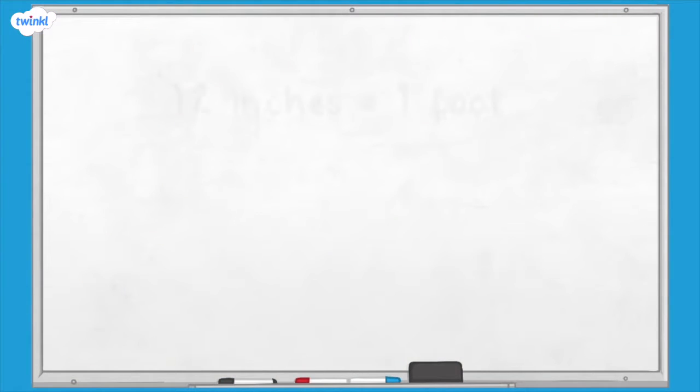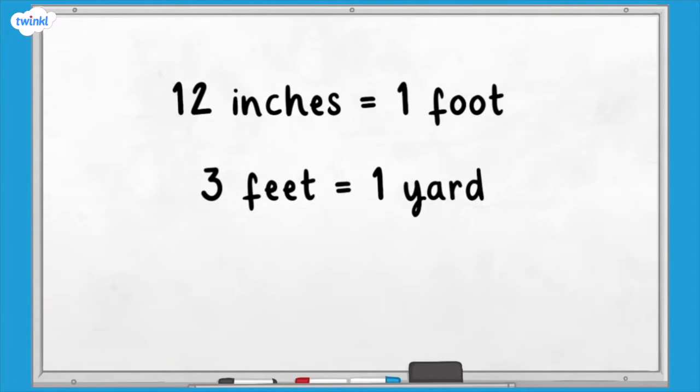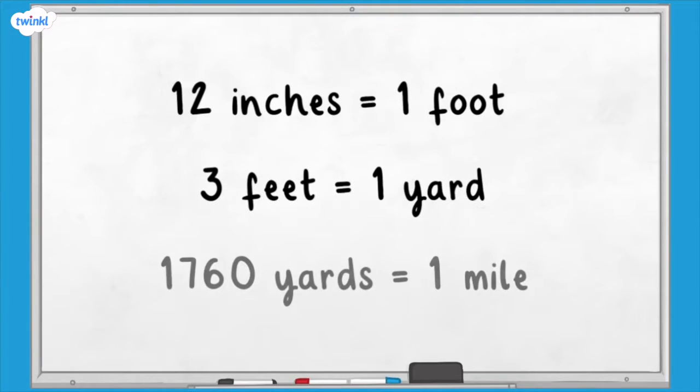Let's have a look at the conversions. There are 12 inches in 1 foot. There are 3 feet in 1 yard. There are 1,760 yards in 1 mile.